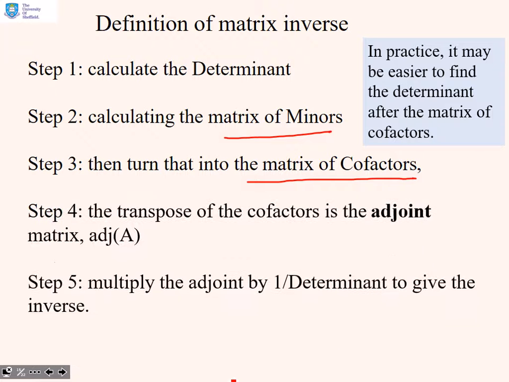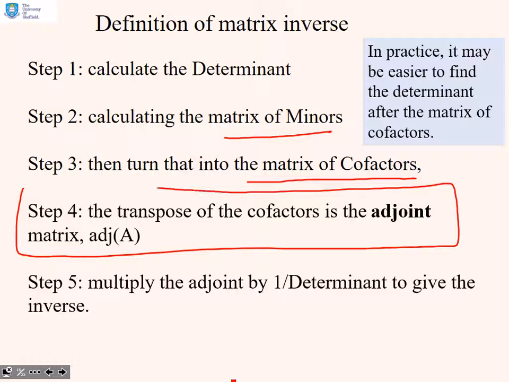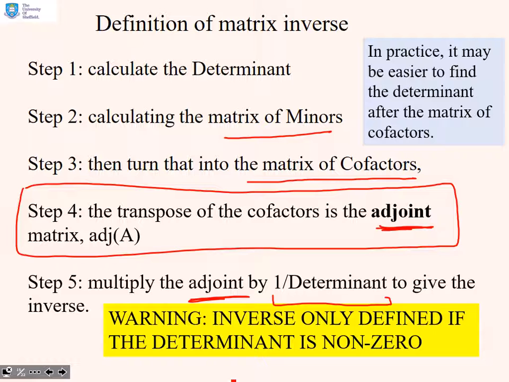So what next? Next, you take the transpose of the matrix of cofactors, and this is called the adjoint matrix. So you simply take the transpose, and then you multiply the adjoint by 1 over the determinant, and that gives you the inverse. You can see the last 2 steps to get the inverse are simply a transpose and a scalar multiplication. A warning, however: you can see we're dividing by the determinant, so the inverse is only defined if the determinant is non-zero.